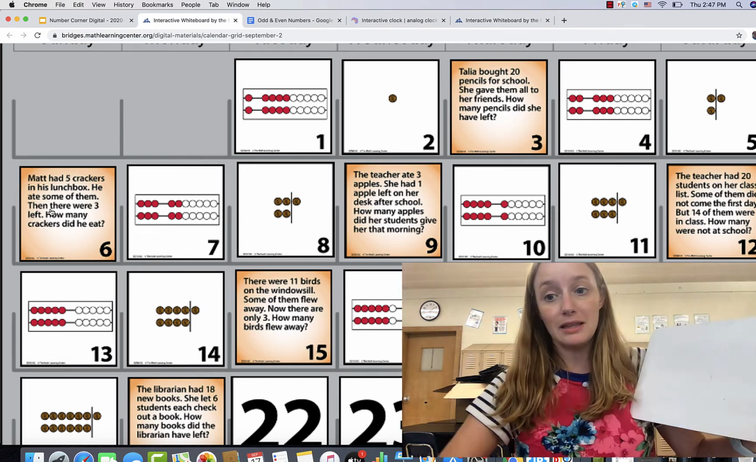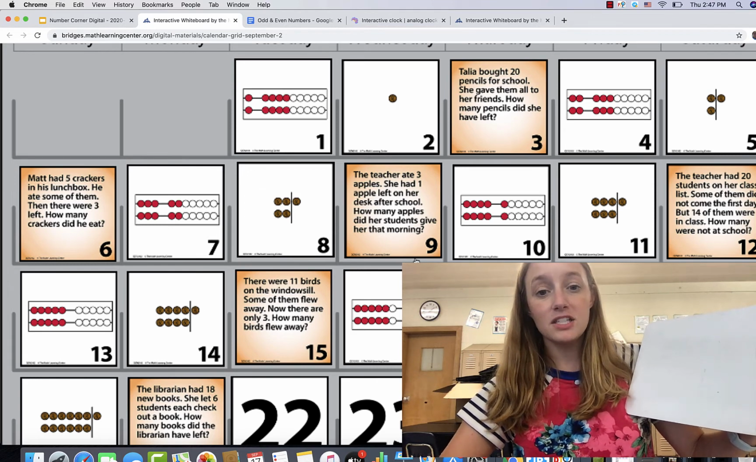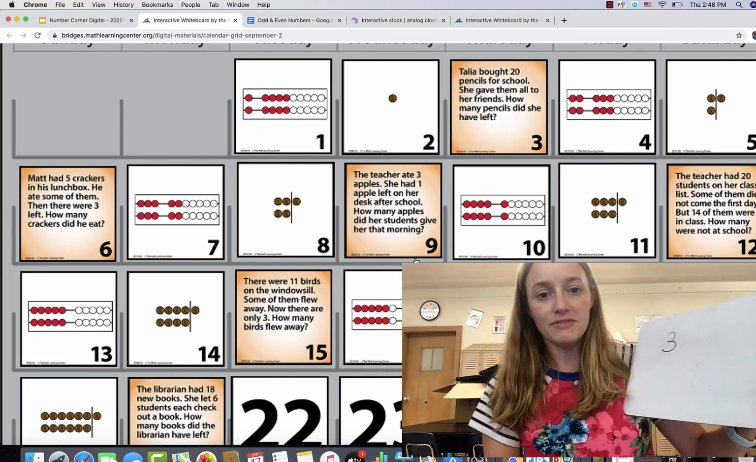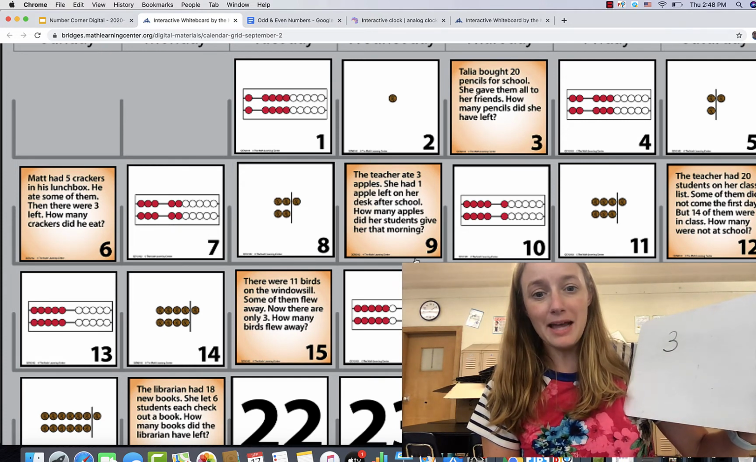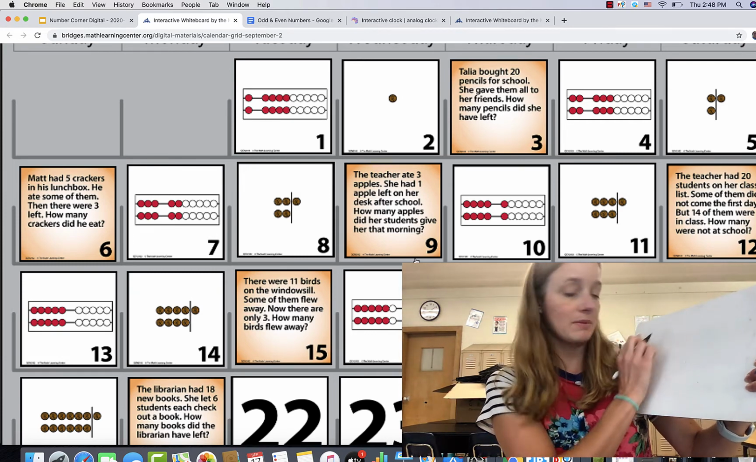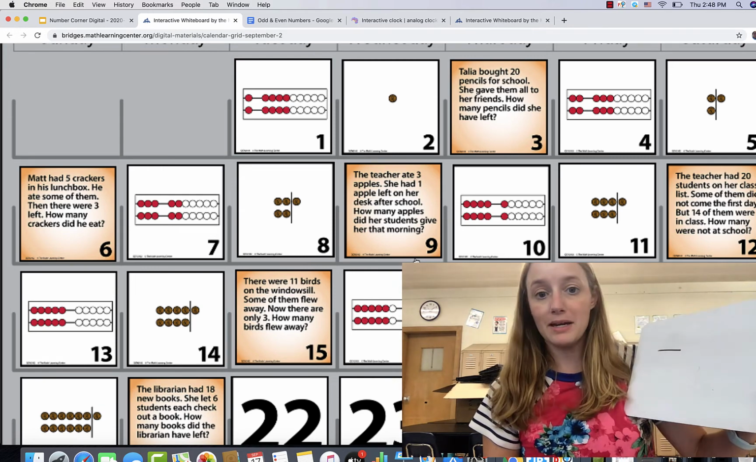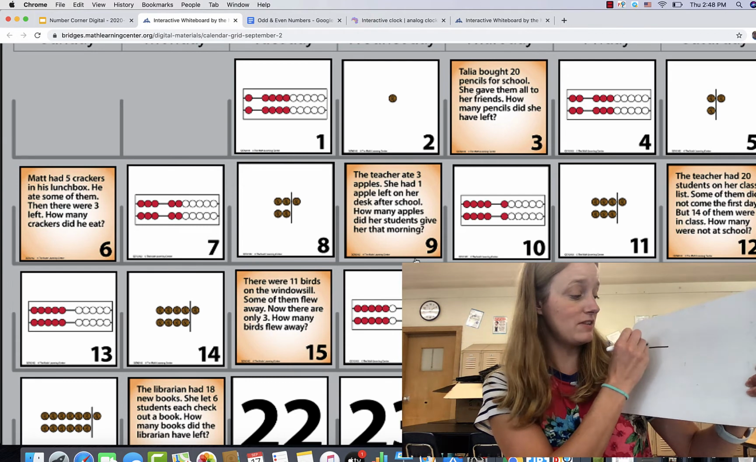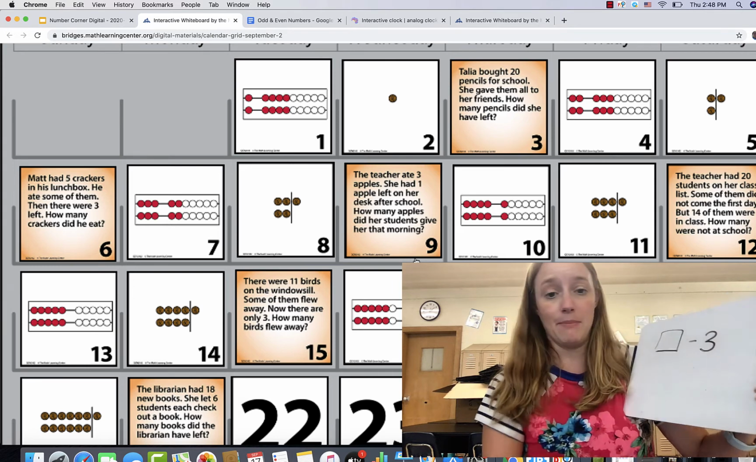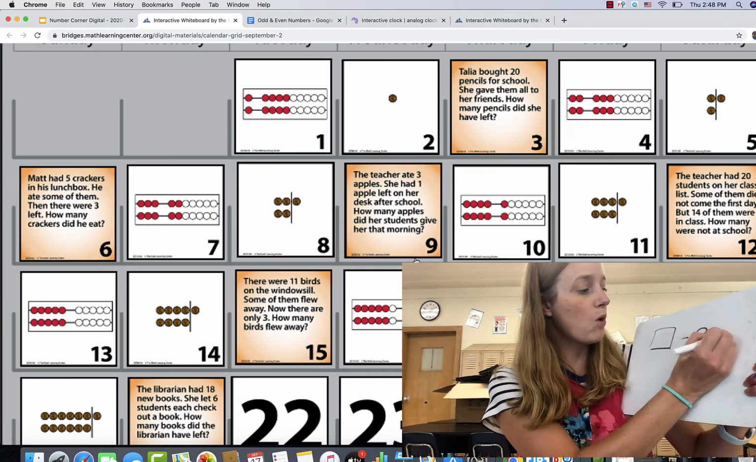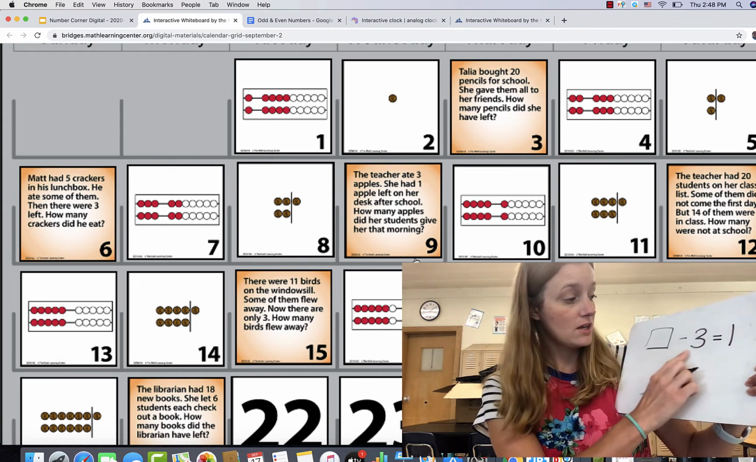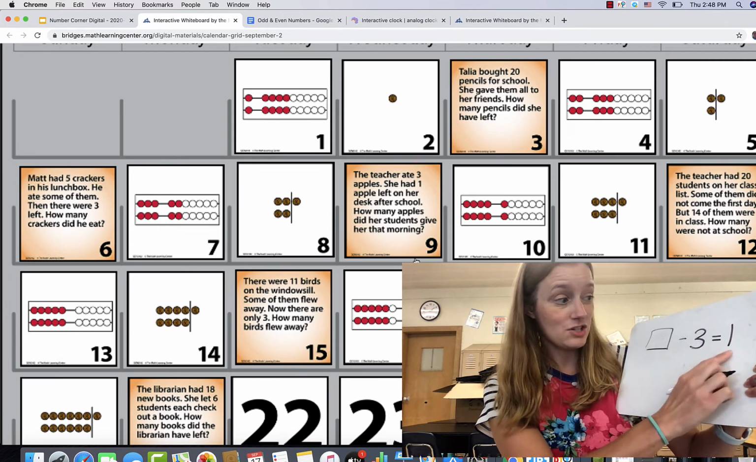All right, I'm going to do our last few. We have here, the teacher ate 3 apples. She had 1 apple left on her desk after school. How many apples did her students give her that morning? Oh, so here, I'm going to erase this a little bit. I need some room. We don't know how many apples she had. That's the part we're trying to figure out. That's the question here. So she ate or took away 3 apples, and she had 1 left at the end of the day. Okay, so again, she had some. She ate 3, and she has 1 left.